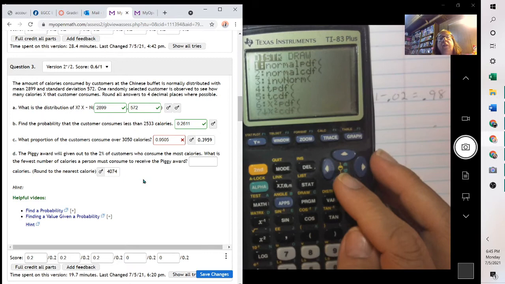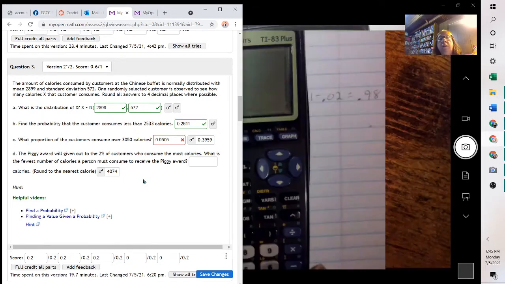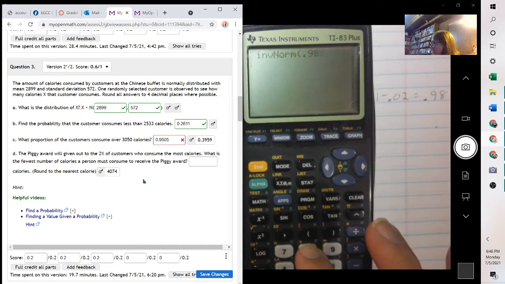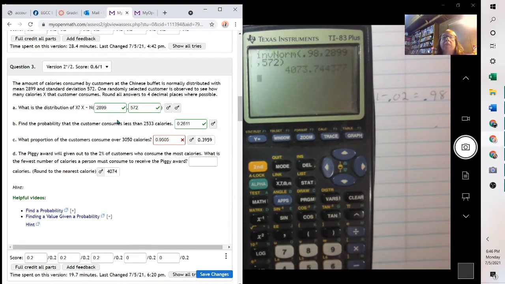Inverse norm, 0.98. And then your mean, which is from part A, and standard deviation. And we get, and round to the nearest calorie, so 4,074.